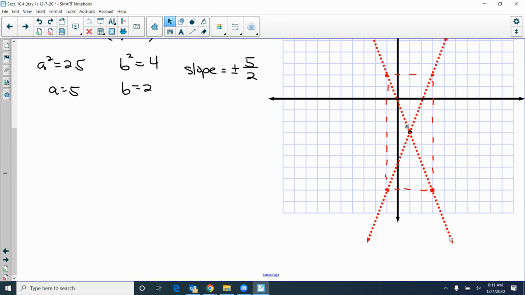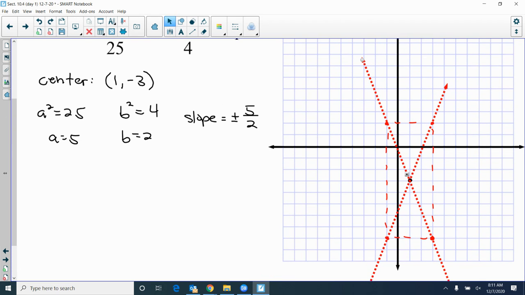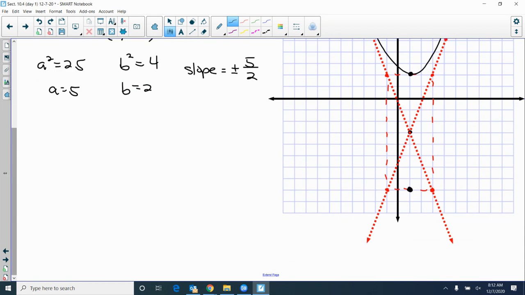Okay, so we say it opens up vertical. I know A is 5, so that means you go from the center 1, 2, 3, 4, 5, and you put a dot, and we go down 1, 2, 3, 4, 5, and we put a dot. And then I know what this graph looks like. I haven't finished answering the questions, but I can at least graph it. It's going to be asymptotic to those lines. So it's just going to follow right down those lines.